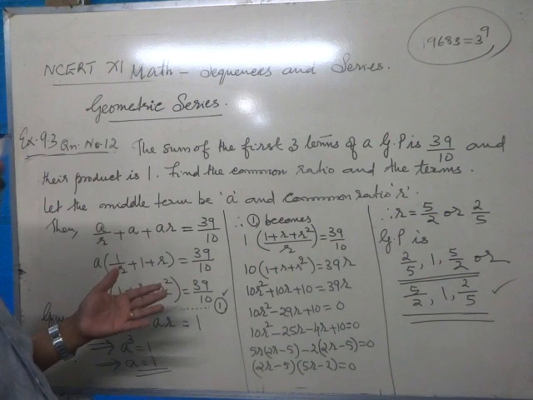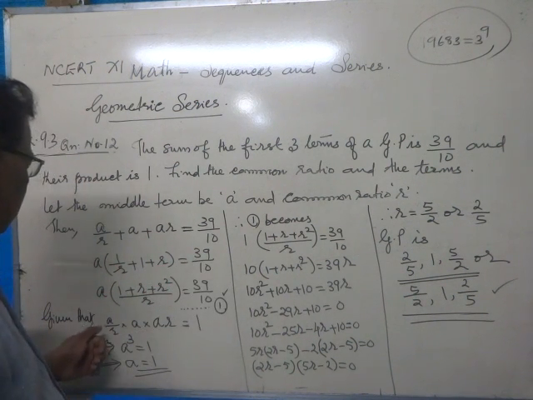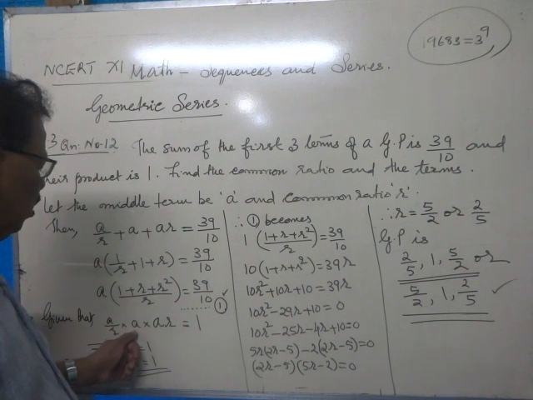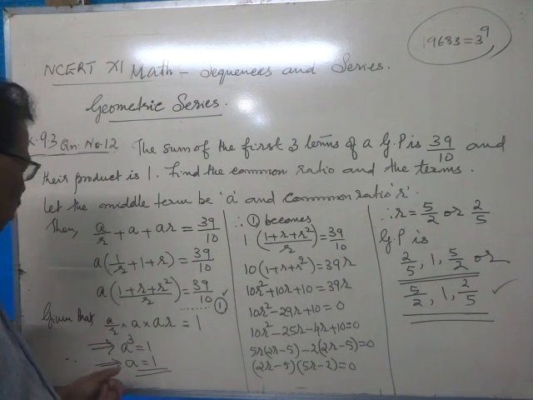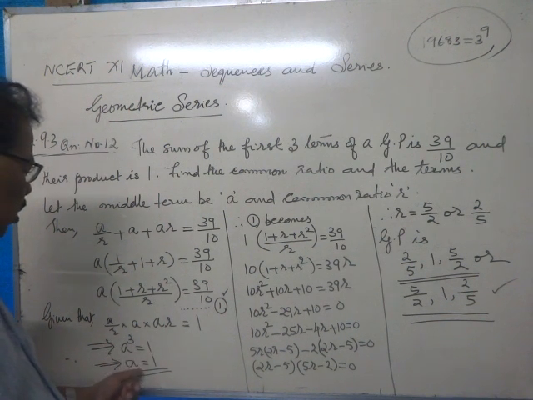Now in the question it is given that the product of these three terms is 1. That is A by R into A into AR is equal to 1. Multiplying them together, A cube is equal to 1, therefore A is equal to 1.